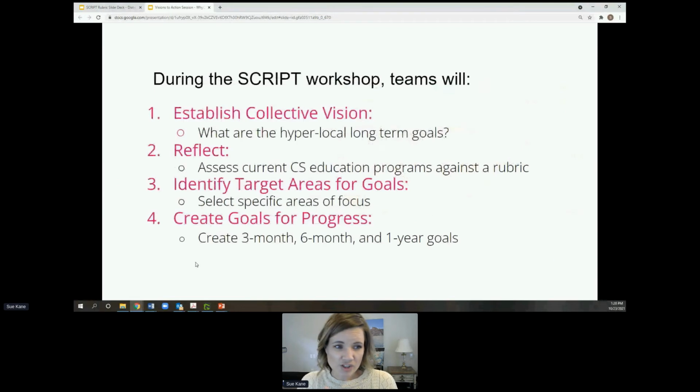During the SCRIPT workshop, you're going to work through a process. As I mentioned, we start with that collective vision. And that vision allows us to get really super specific to your district and the things that you value in your community, and build that hyper local long-term goal.